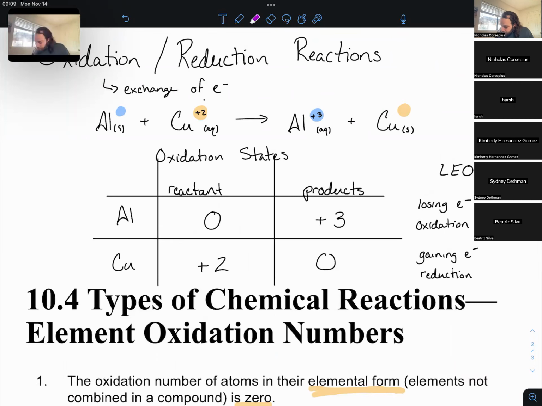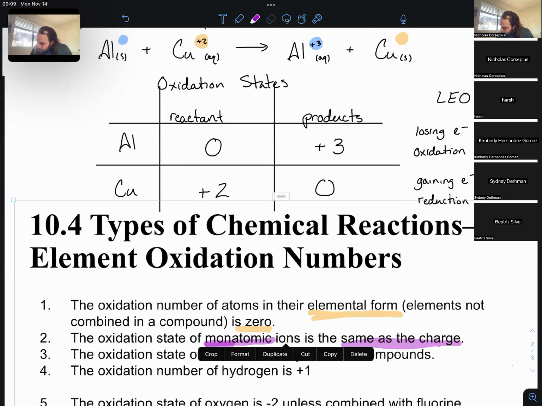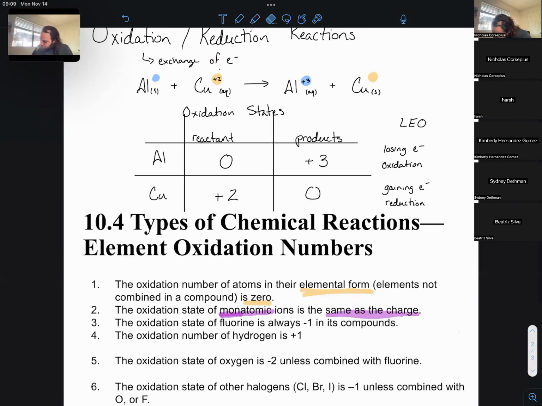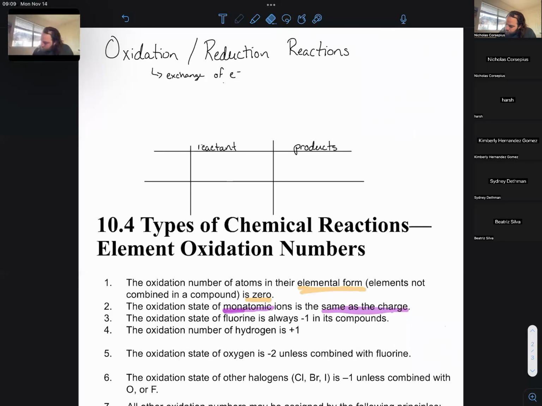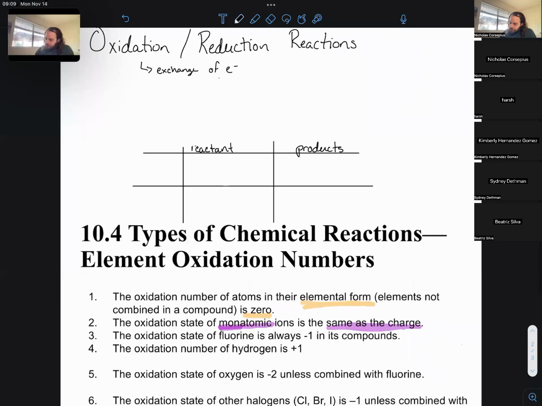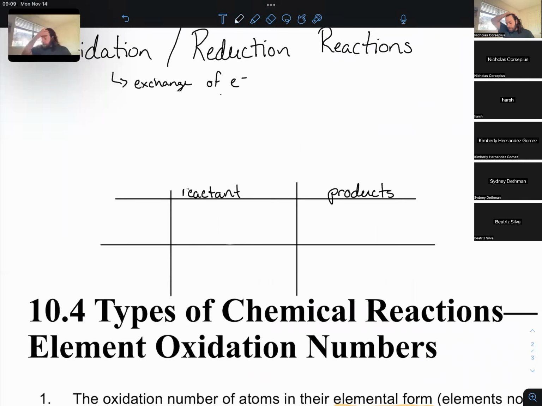All right, let's do a slightly more difficult example here. Another common application is going to be not just having monatomic ions, but having some polyatomic ions in there. That's going to make finding the oxidation number a little bit more tricky, but it's not too bad. So let's take a look at an example.